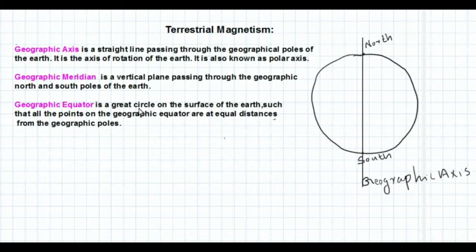Geographic equator is the great circle on the surface of Earth, such that all the points on the geographic equator are at equal distances from the geographic poles. So equator is a very basic concept that we have already learned in our high school classes. So this is how we are representing an equator. All the points will be at equal distance from the geographic north and south poles, so it will be exactly at the middle of the north and south poles.